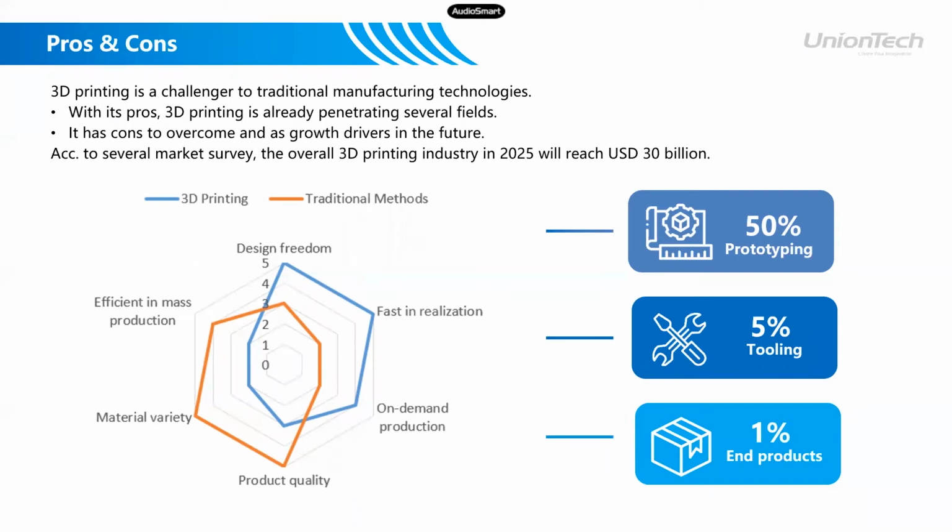But of course, there must be some disadvantages, as 3D printing cannot replace all other technologies to date, such as material variability, product quality due to the material properties, and no scaling effect if mass production is required. As of today, according to various studies, 3D printing already penetrates 50% of prototyping, but only 5% and 1% of tooling and end products respectively. And of course, its cons are the directions for 3D printing to develop in the future.